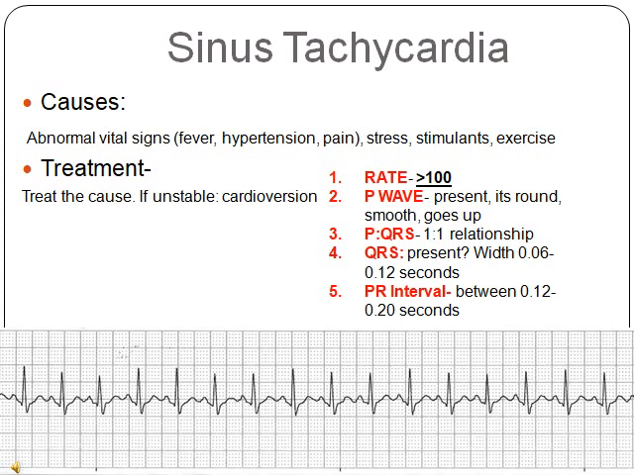Causes. Causes are going to be things that speed up, like abnormal vital signs, if someone has a fever, hypertension, pain, etc. Stress could do it, or stimulants like caffeine, cocaine, etc. And exercise. Things that speed up the heart.